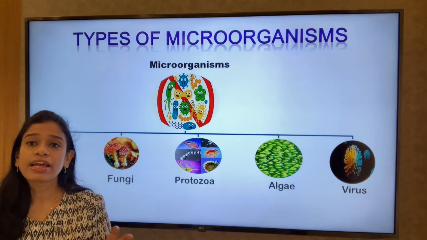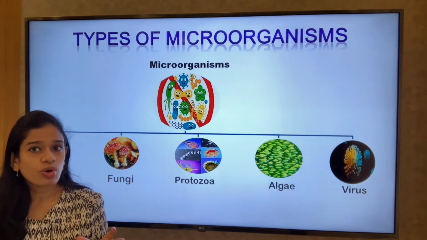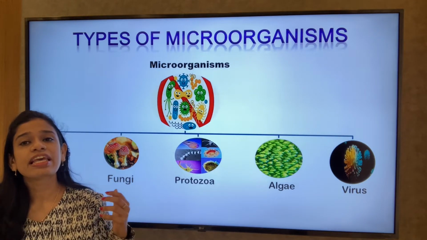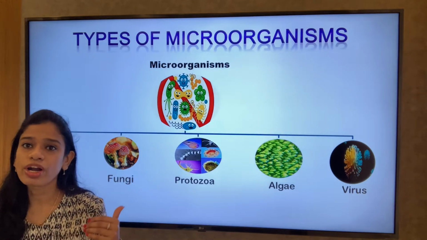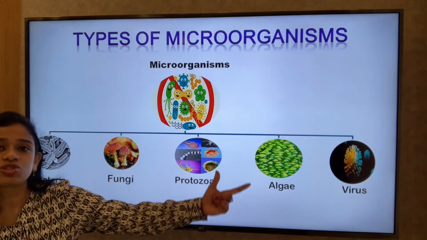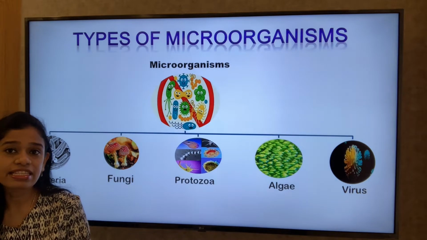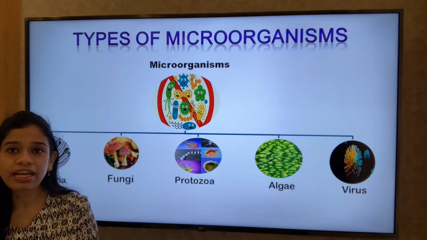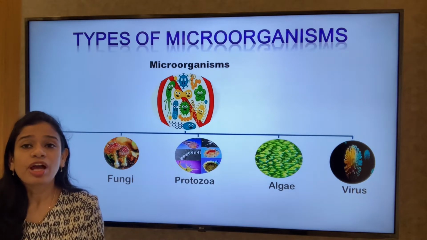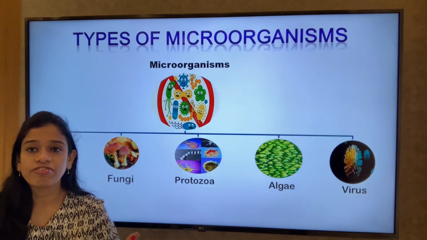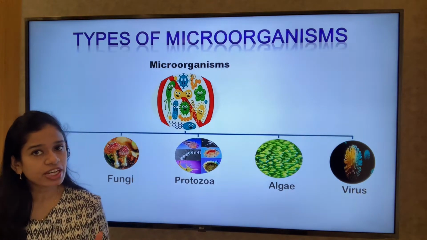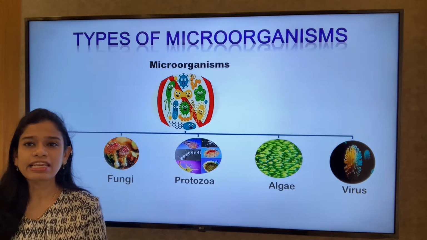Out of all of these microorganisms, algae is the only one which is green in color. And we all know anything green in color is capable of carrying on photosynthesis. And the last one, that is the virus, is a very typical kind of microorganism, because this microorganism is on the borderline of living and non-living. So why are we calling this the borderline of living and non-living? We'll see.